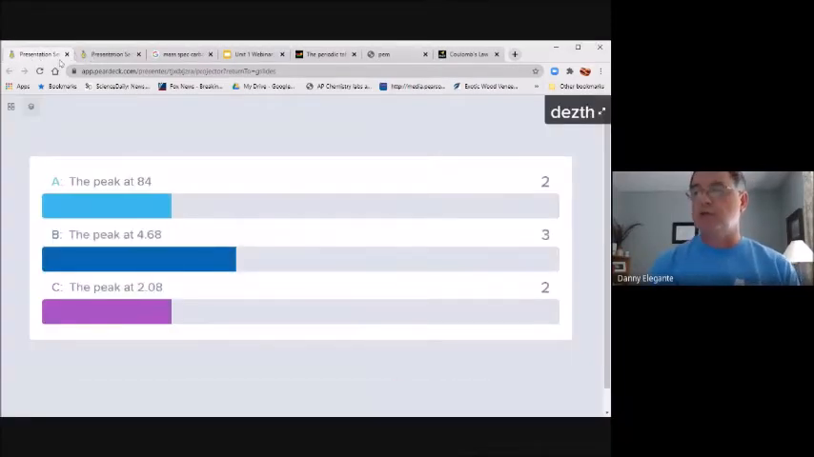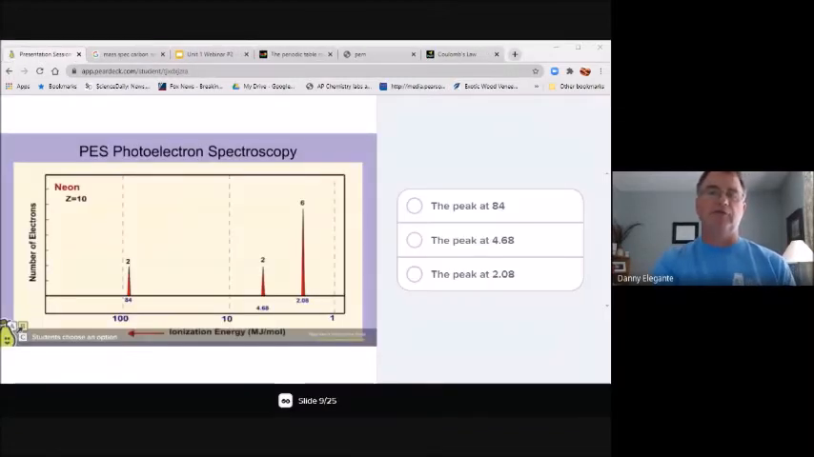So most of y'all said, but not by a wide margin, 4.68. And then we had a little bit of the first peak and a little bit of the last peak, which is a good way of saying, in general, y'all really don't know. And that's okay. That's part of the goal, right? So how do we know how to read this?